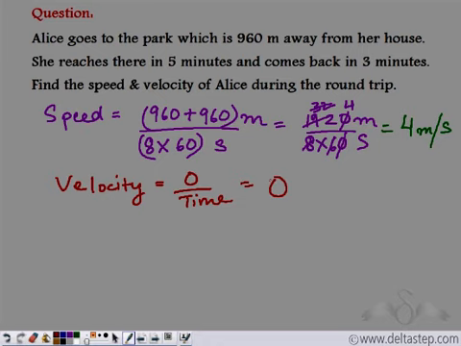So we see that velocity here is 0, whereas speed is 4 meters per second. So we conclude that velocity is 0 along a closed path. When an object starts from a place, moves around and comes back to the same place, then because its displacement is 0, velocity is also 0. So along a closed path, velocity is always 0.